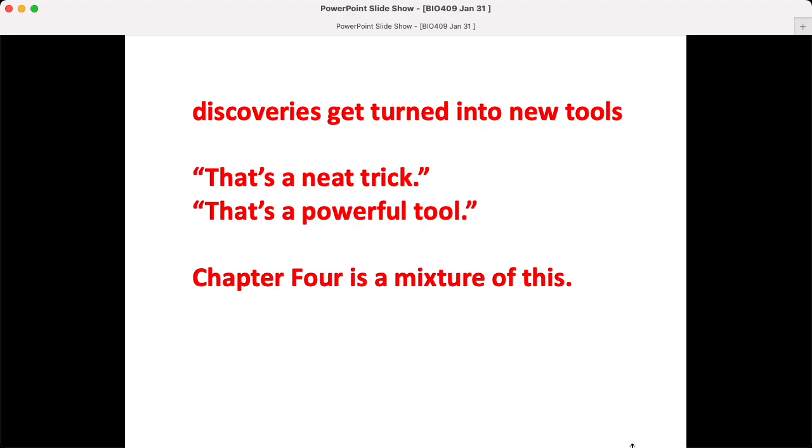We could turn that into an experimental method, into a tool. I'd say chapter 4 has a lot of that in it. Again, some of them are a little bit older, so if somebody asks about restriction endonucleases, I would say, yep, this is what they are, and this is what they're used for. A lot of that has been supplanted by more modern methods. So, bring those questions in. That's just really valuable.